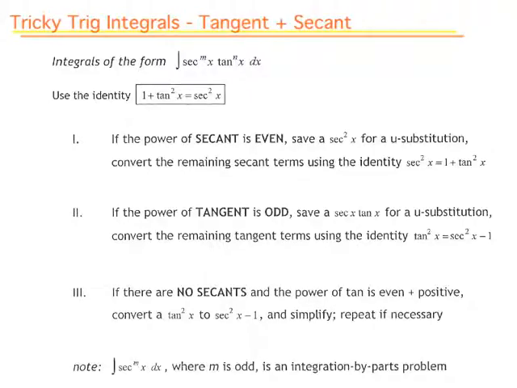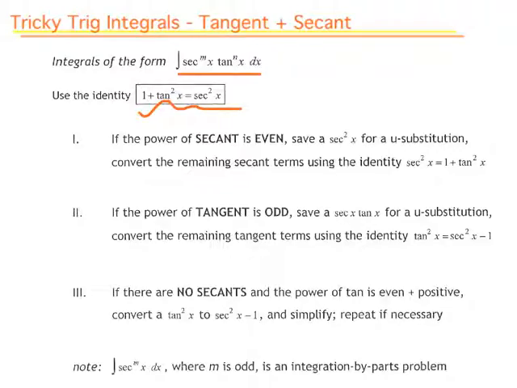Okay, so part 2 of the lesson, tricky trig integrals. We're going to focus on the tangent and secant forms. Here we have integrals of the form secant to a power times tangent to a power, and we use the sine squared plus cosine squared equals 1 identity to get the 1 plus tangent squared equals secant squared identity, by dividing every term by cosine squared. So that's how we get this identity in case we forget it.